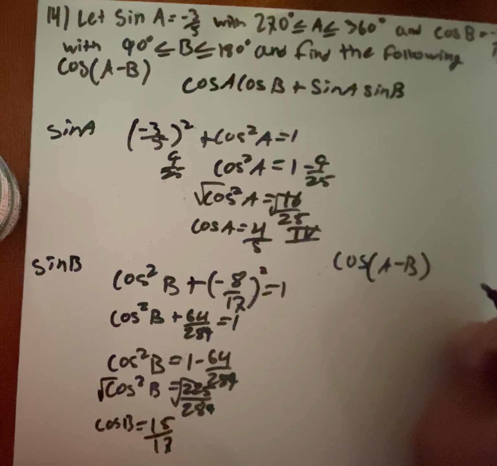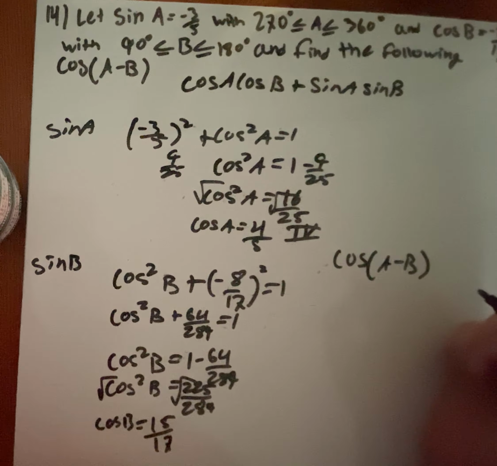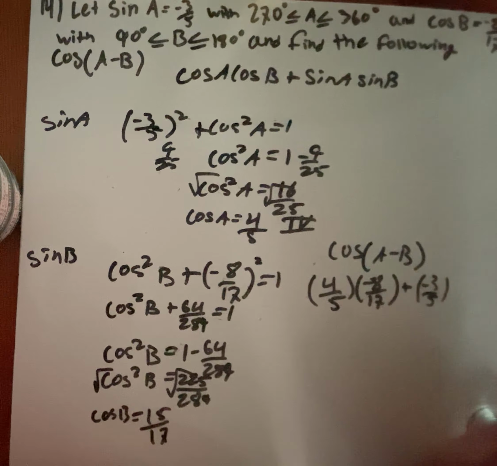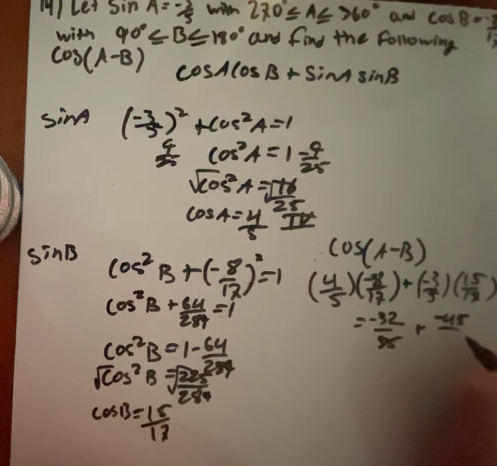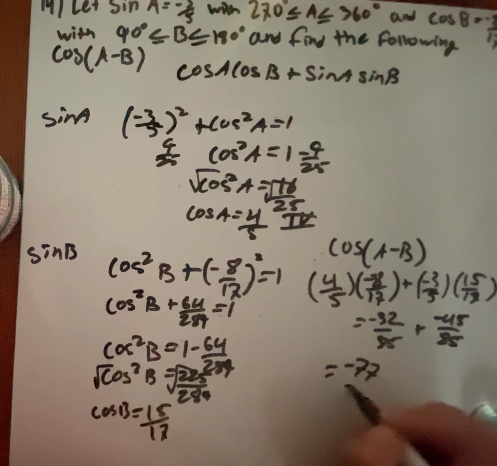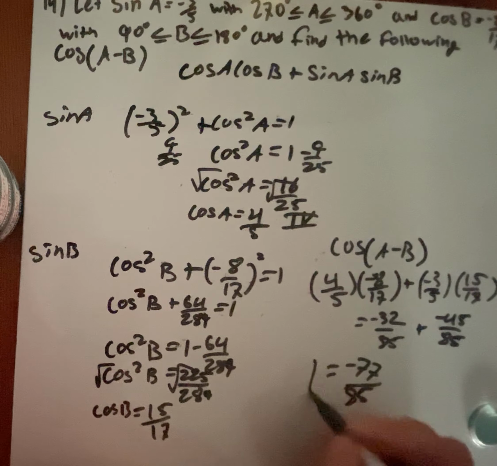So it's going to be 4/5 times negative 8/17 plus negative 3/5 times 15/17. And with that, we get negative 32/85 plus negative 45/85, which then reduces down to negative 77/85 as your final answer.